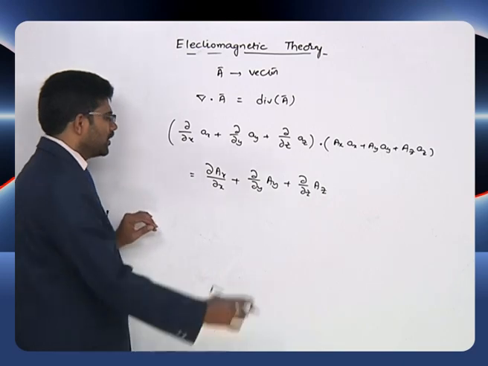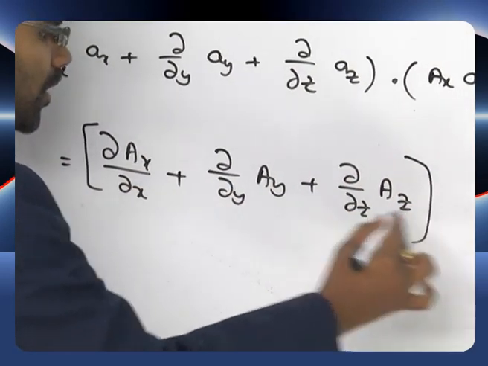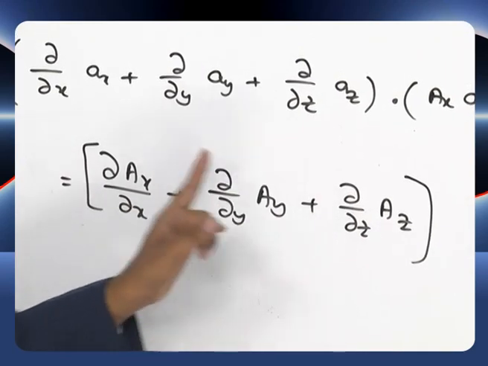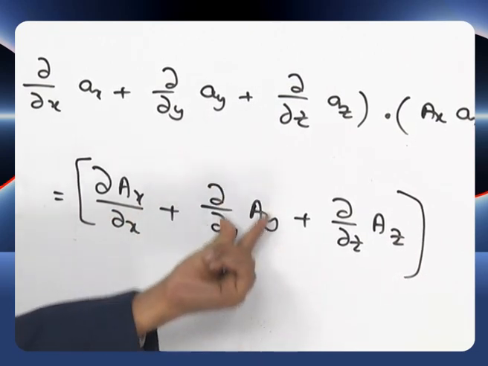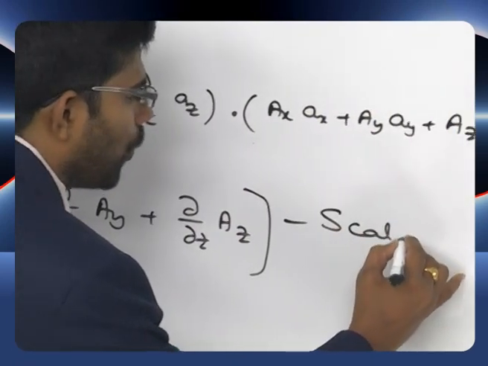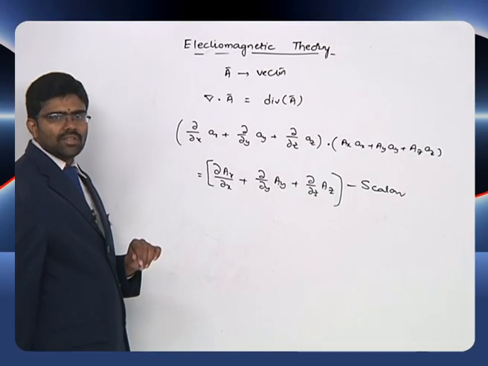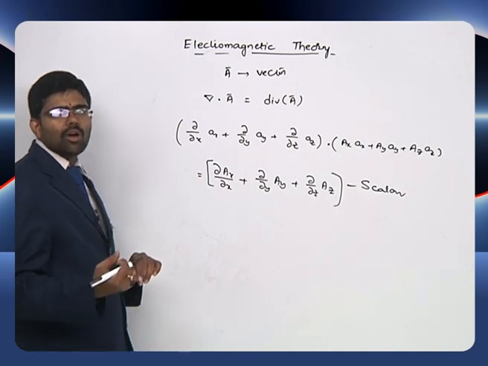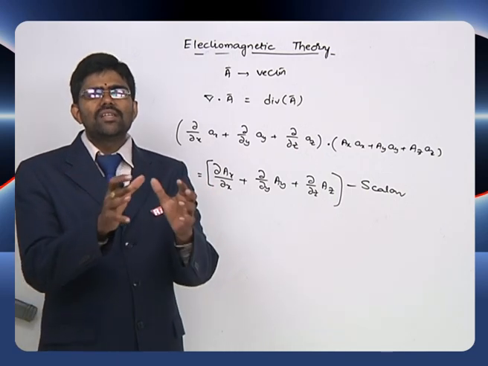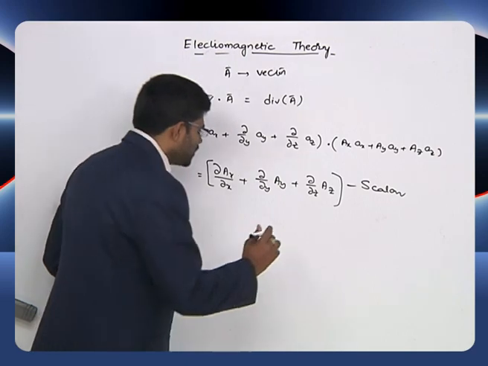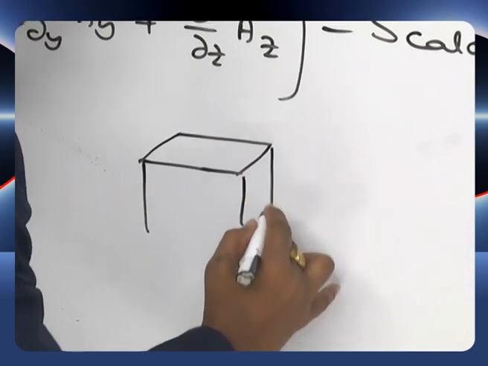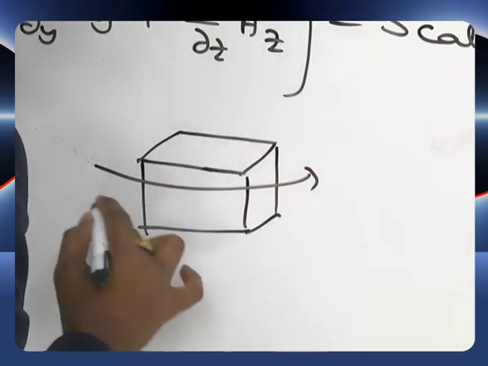Just observe here, what we are getting is a scalar quantity. There are no unit vectors ax, ay and az. What we are getting is the rate of change of Ax, rate of change of Ay, rate of change of Az. So clearly the answer is a scalar. From this divergence, remember, the divergence always gives a quantity which is leaving the volume. Let us consider a differential volume, a small volume, and some quantity is passing through this volume.